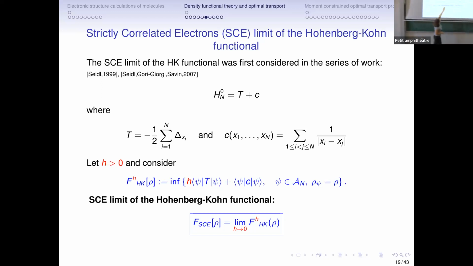Here you put this semi-classical parameter h in front of the kinetic term, and you let its value go to 0. So somehow you're building an approximation of the original Weinberg functional by erasing the influence of the kinetic energy of the electrons and only keeping the terms which come from the Coulombic interactions of the electrons. This is also called the strongly correlated electron limit. It's denoted here, and it's just the limit as this semi-classical parameter goes to 0 of the Weinberg functional.